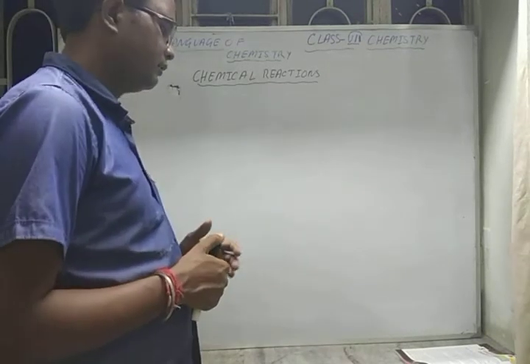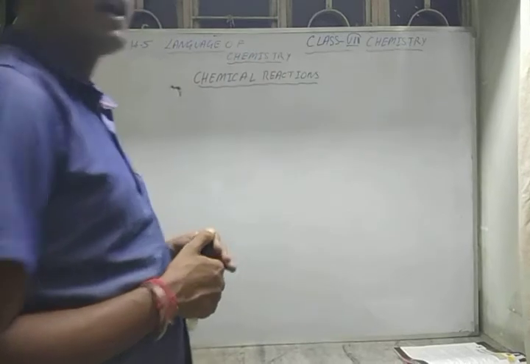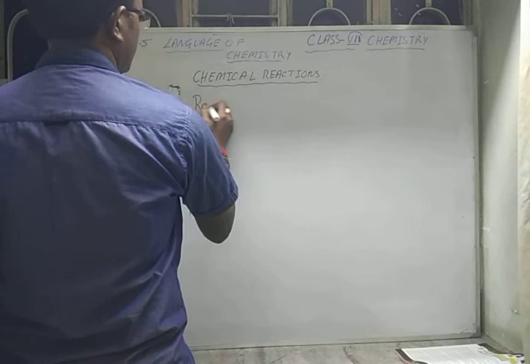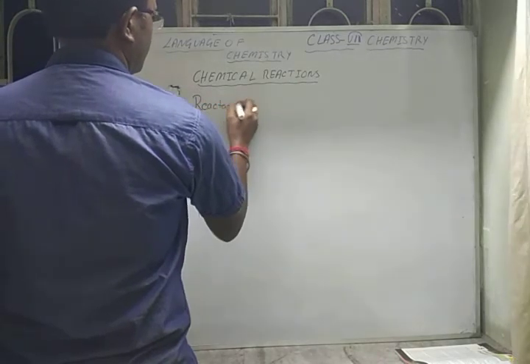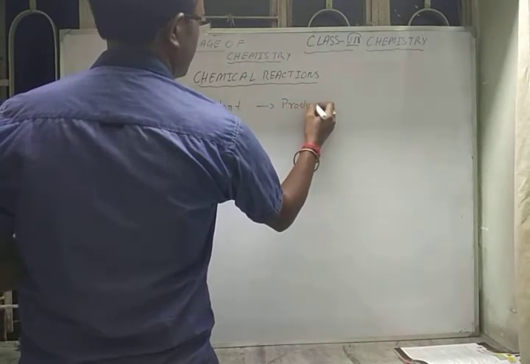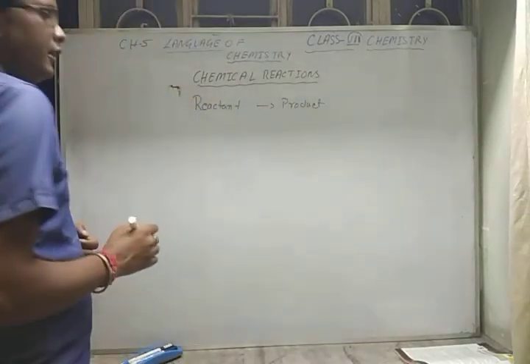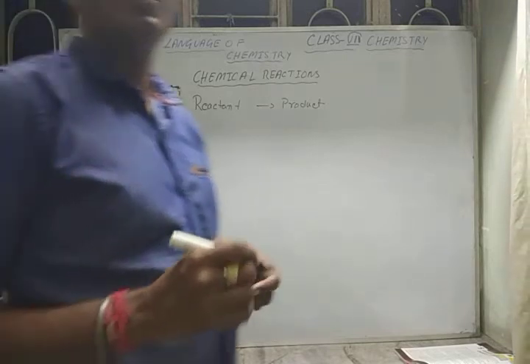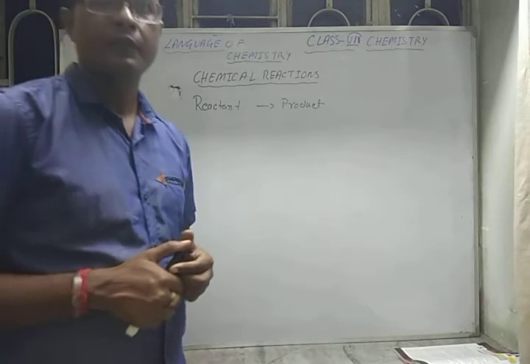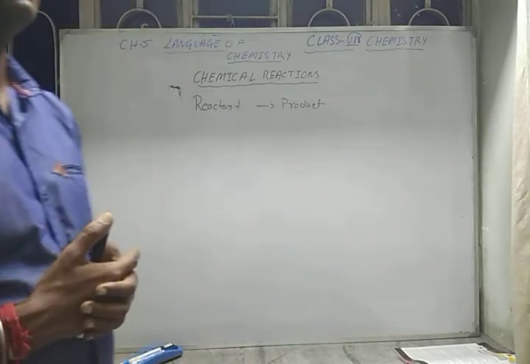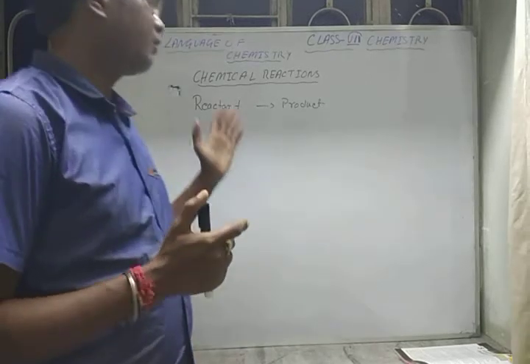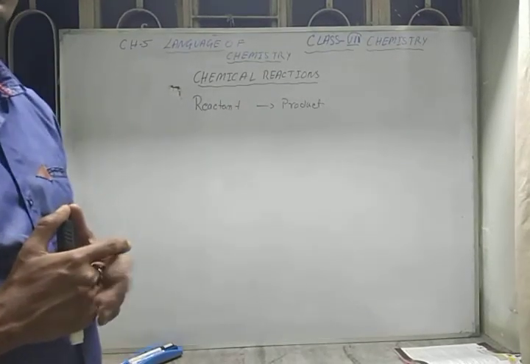So what are the 2 parts of this chemical reaction? One is called the reactant and another is the product. Reactant means the substance which undergoes a chemical reaction. After the reaction or chemical change, the new substance that you get is called the product.